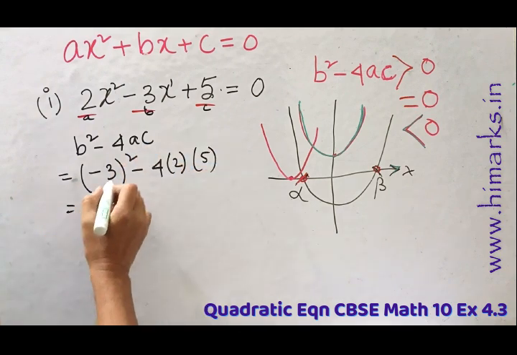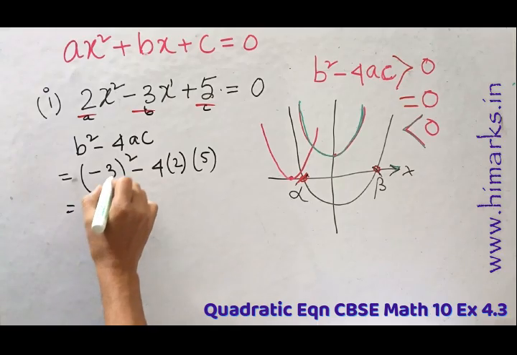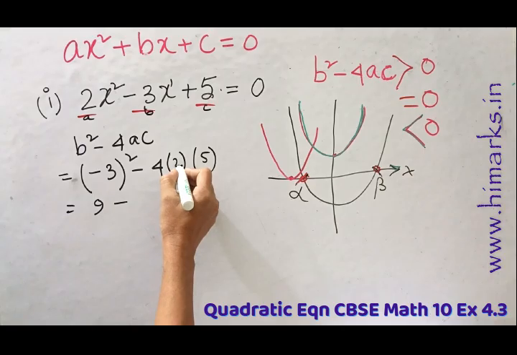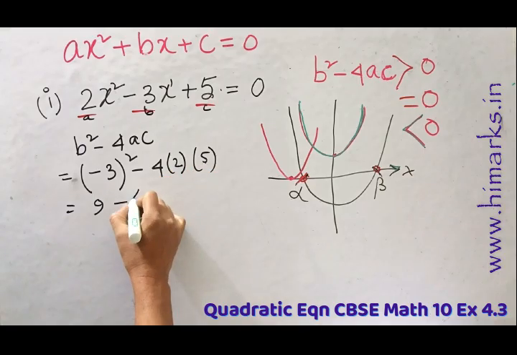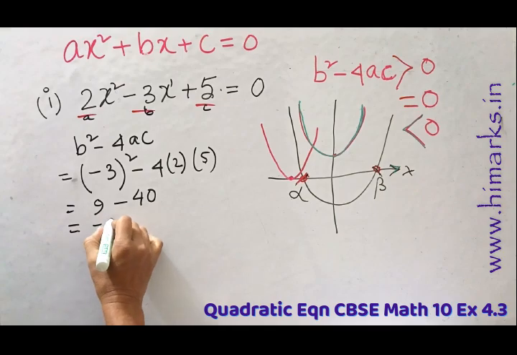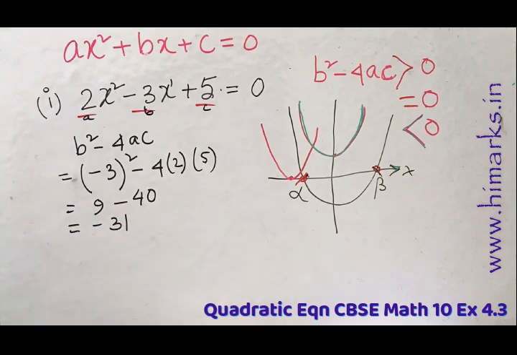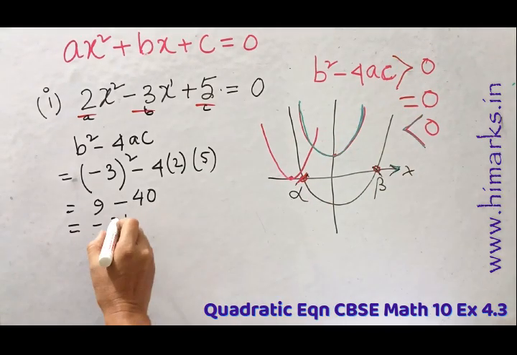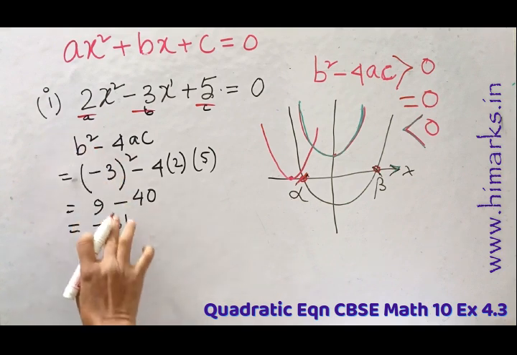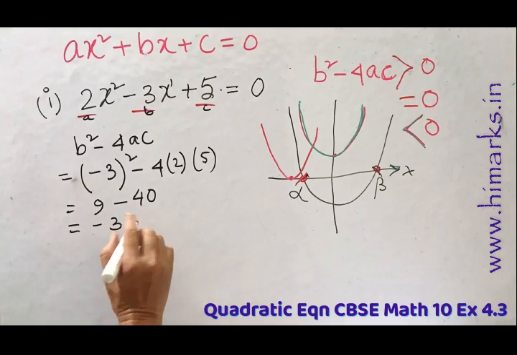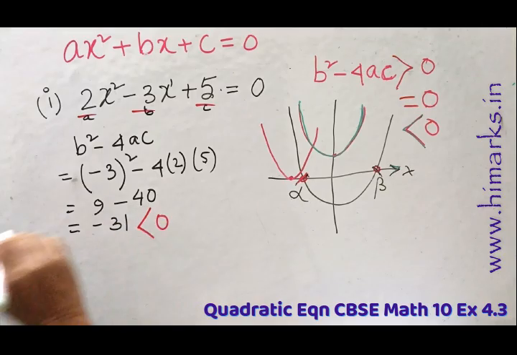So this is 9 minus 4 into 8, 40. So this gives minus 31. So now this is the discriminant. You have to compare whether it is greater than 0, equal to 0, or less than 0. In this case it is less than 0.